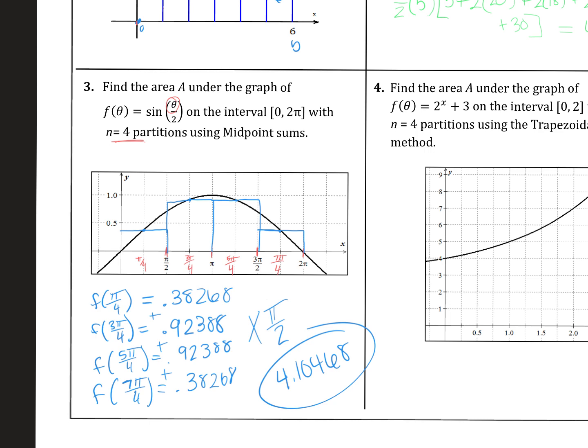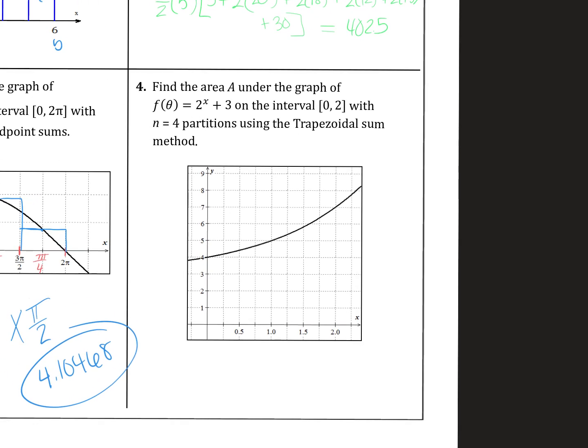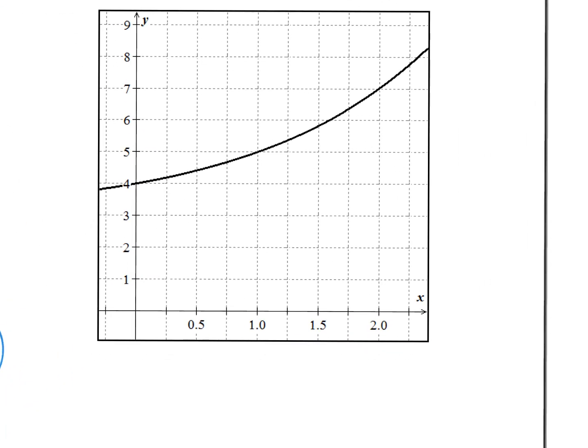Okay. All right, we ready for number 4? Yes. Okay, so number 4, you were doing trapezoids from 0 to 2 with 4 partitions, right? So let's split it into fourths. So we're going here, and here, and here, and here. So we're doing trapezoids.